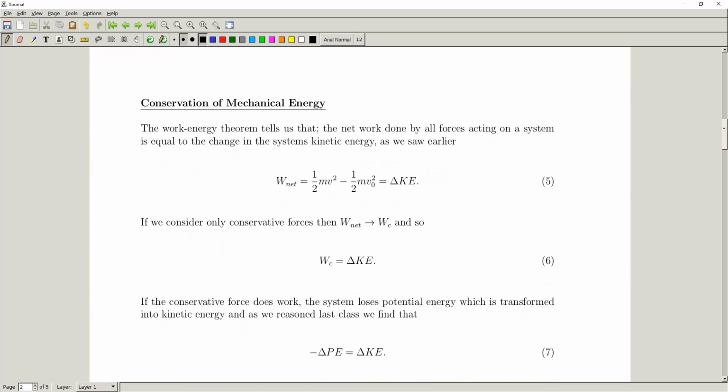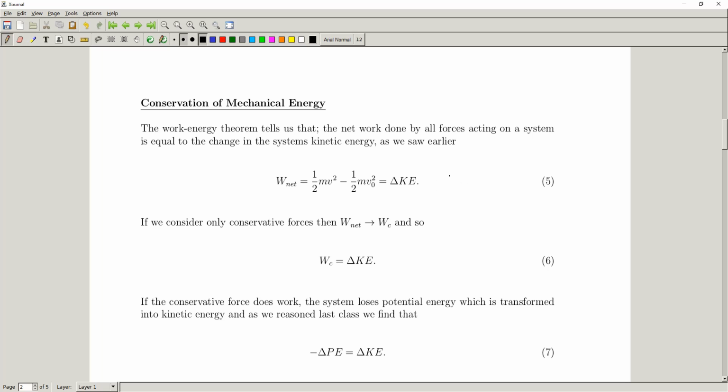Okay, so let's change gears a little bit here. We're going to go back to the work energy theorem, which we talked about a couple of videos ago. And the work energy theorem tells us again that the net work done by all forces acting on a system is equal to the change in the system's kinetic energy, right? And we saw this earlier. This is an equation that we kind of derived and then saw earlier and worked with.